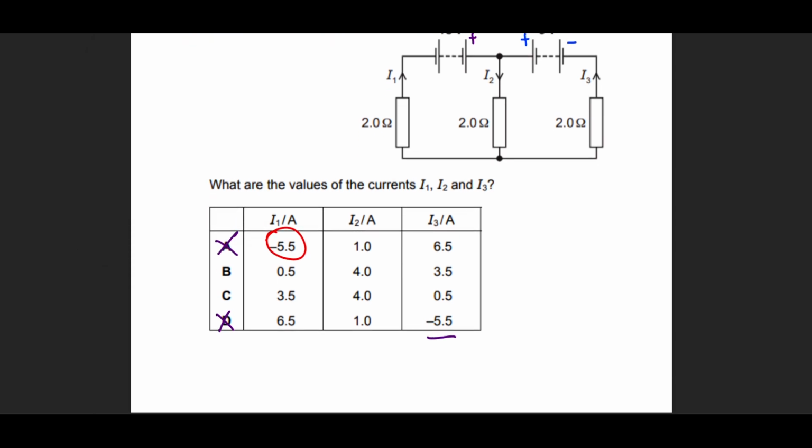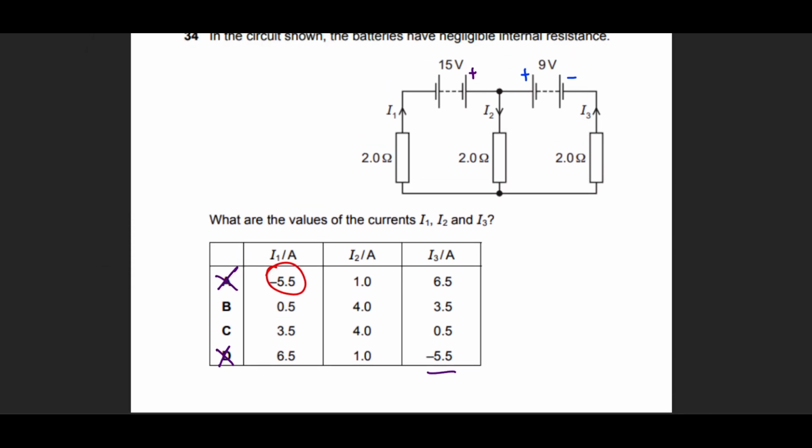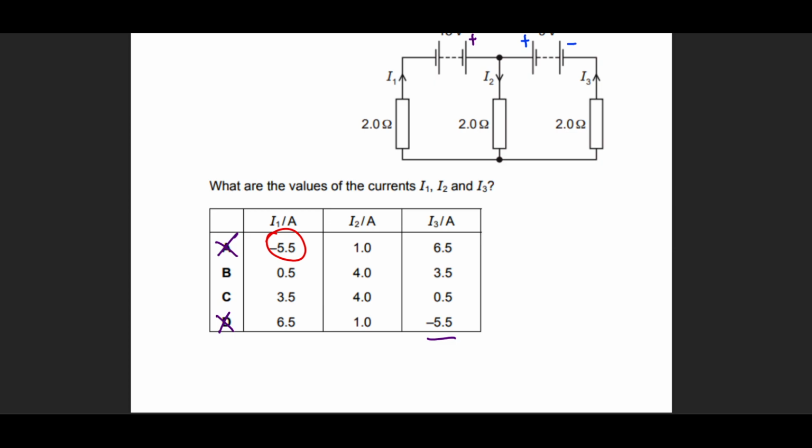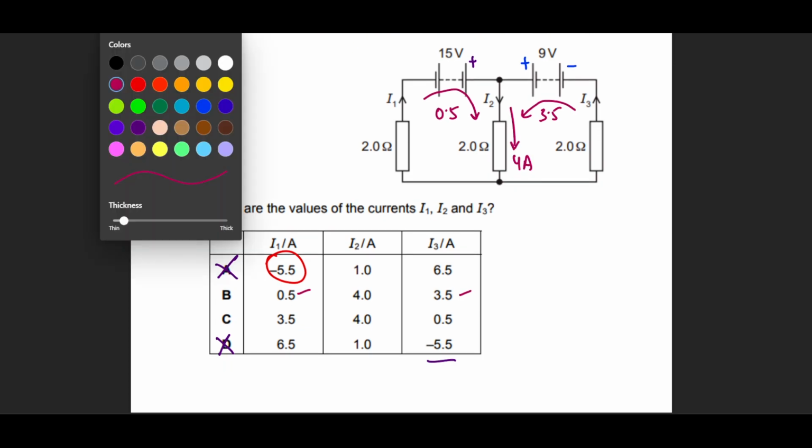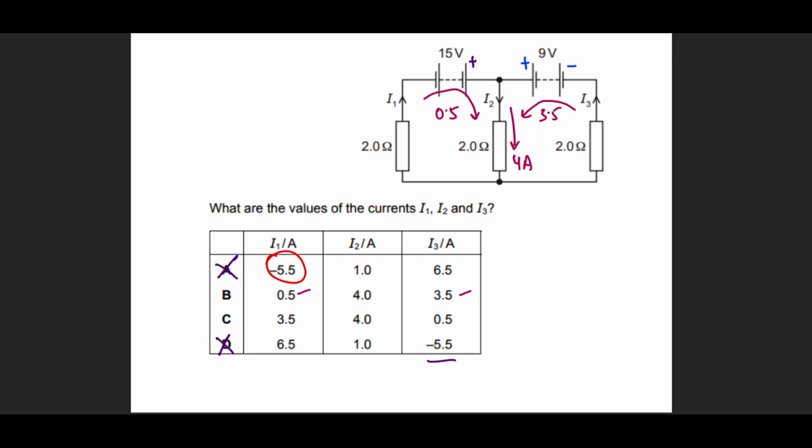Now we are left with options B and C. Both options seem to be correct. How? If I take I1 to be 0.5 and I3 to be 3.5, that means that 0.5 current comes from this side and 3.5 current comes from this side. Together they combine and form 4 amperes. Okay, good. This looks right. This looks fine. But what about option C? 3.5 comes from this side and 0.5 comes from this side.